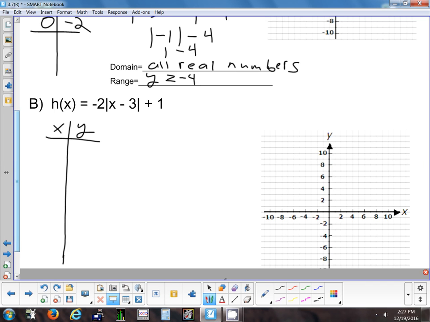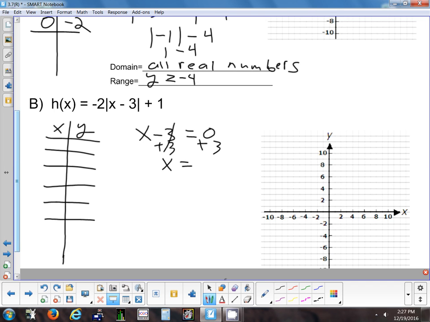So what's my first step? You've got to find that middle x value. How do I do it? Put the stuff inside the bars. You can ignore everything that's outside the bars, take what's inside the bars and make it 0. How do I solve that? Careful, not subtract 3, add 3. So what's x? 3.